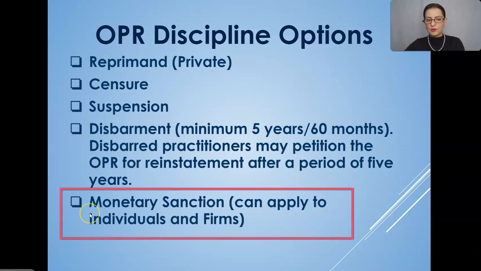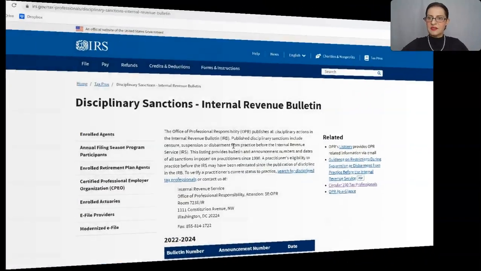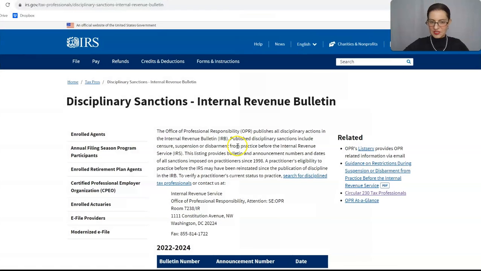The OPR can also impose monetary sanctions, and these monetary sanctions can apply to individuals and firms. OPR can impose a monetary sanction against an individual preparer, but also something like a firm, like a chain. Like if I owned an H&R Block and it was a corporate entity, my H&R Block is a C Corp or something like that, then OPR can impose a sanction against the firm itself and force the firm to pay a fine. Let me show you where the disciplinary sanctions can be viewed on the IRS website.